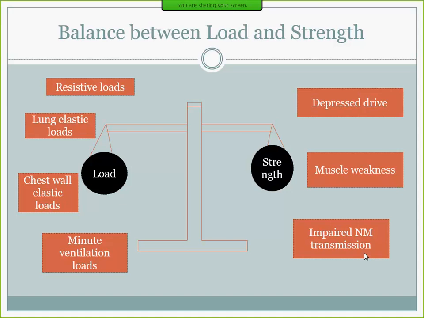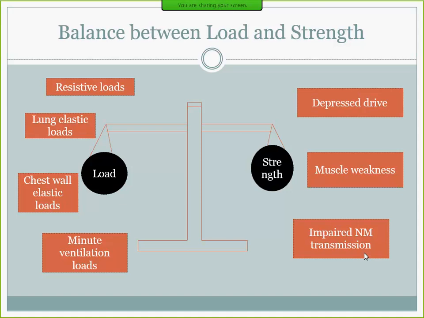Resistive loads are basically restriction to airflow: bronchospasm, asthma, COPD, obstructive sleep apnea, or any foreign body. Lung elastic load is basically diseases of the lung, like pneumonia, pulmonary edema, CHF, anything that prevents expansion of alveoli. And chest wall elastic load is diseases of the pleural space, pleural effusion, pneumothorax, and things like that.